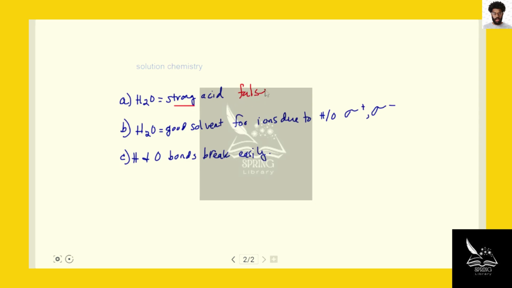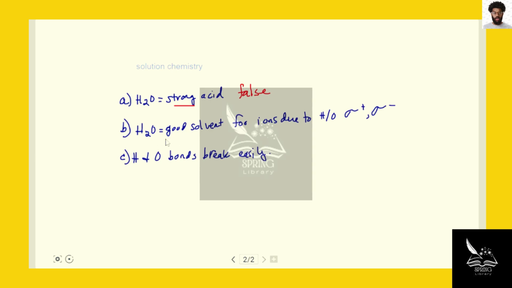Water is certainly not a strong acid, and the acidic properties that water does have on a very minimal level really don't play into its ability to dissolve ionic substances well. So, completely false statement there about water's acidic properties in A.